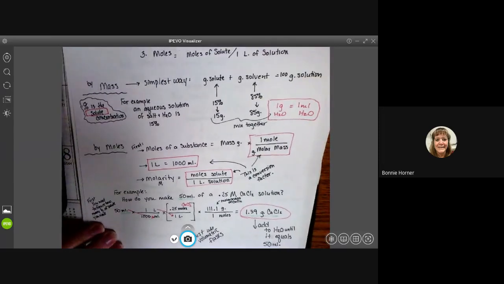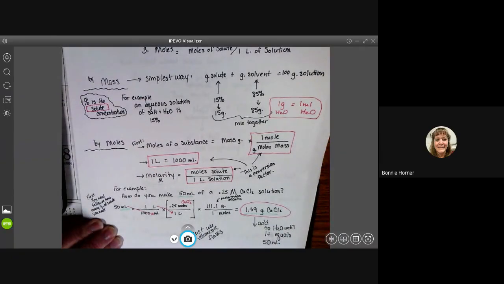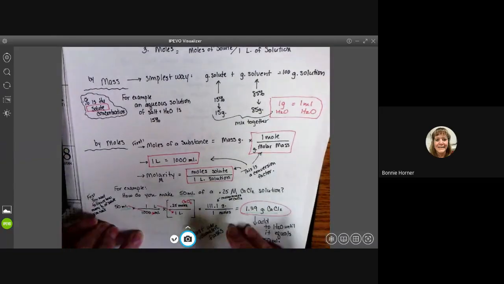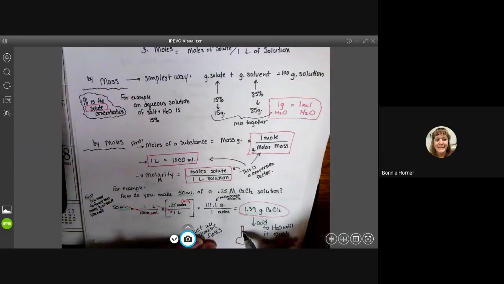And a volumetric flask is a cute little item that you're going to put 1.39 grams of calcium chloride into. These volumetric flasks kind of look like they have a bulb at the end. I would hold one up right now, but I don't have one here with me. They have a long neck, and then a bulb at the end. And then they have a line about here on the neck. You're going to put that 1.39 grams into that volumetric flask. Then you're going to add water until it fills up to that line.